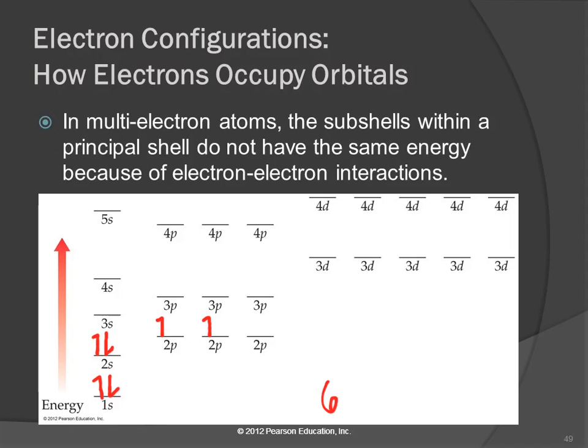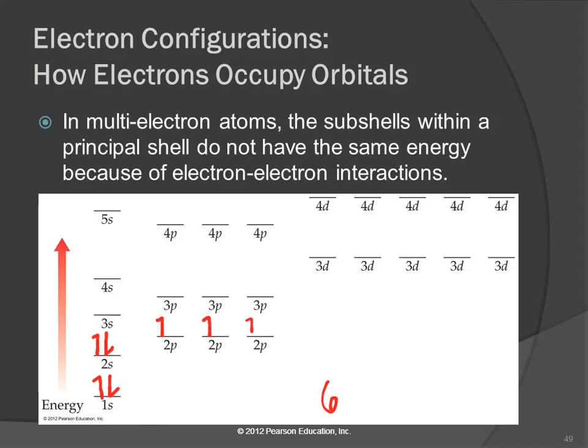It's like riding public transportation. You get on the bus. If there's empty seats, you go sit in an empty seat, right? You don't sit right next to a stranger unless you have to. So the electrons are going to take their own orbital if they can. So if we put another electron in here, it would go over here.